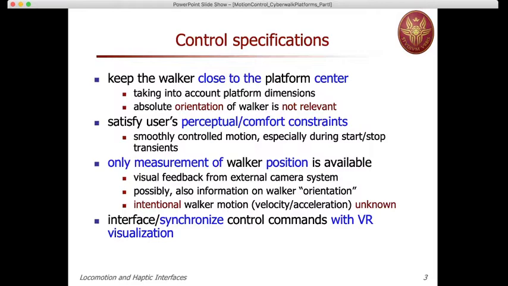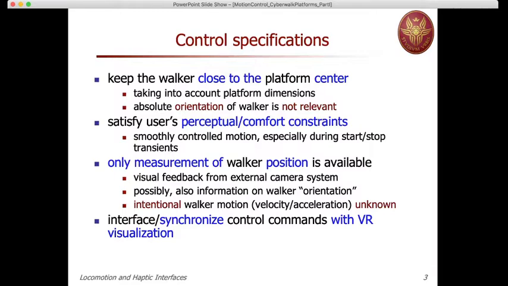So we could do this pretty much easily if we didn't have some constraints. And the constraints come exactly from perceptual feelings that the user has while standing or moving on a moving platform. So we would like, by and large, to give control inputs which are sufficiently smooth so that the user is not affected by the fact that the platform is moving.